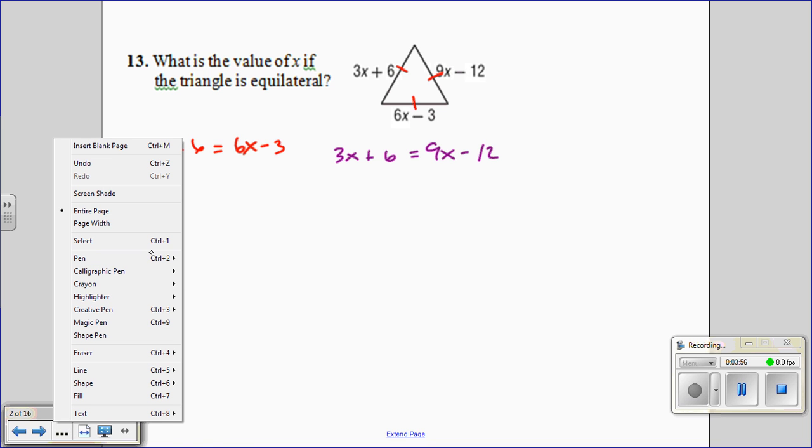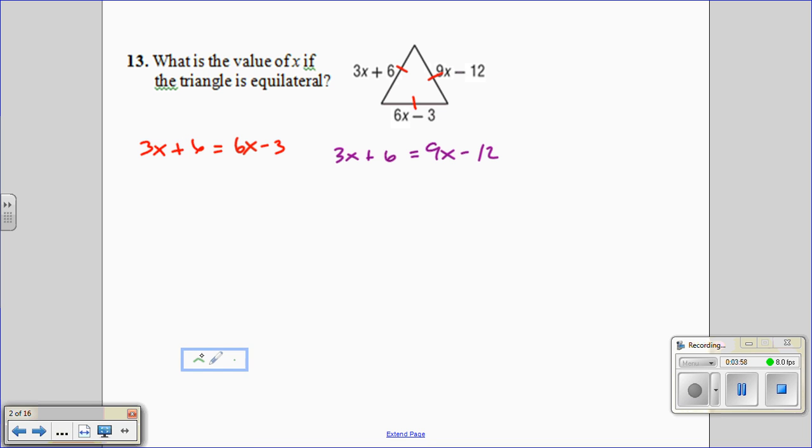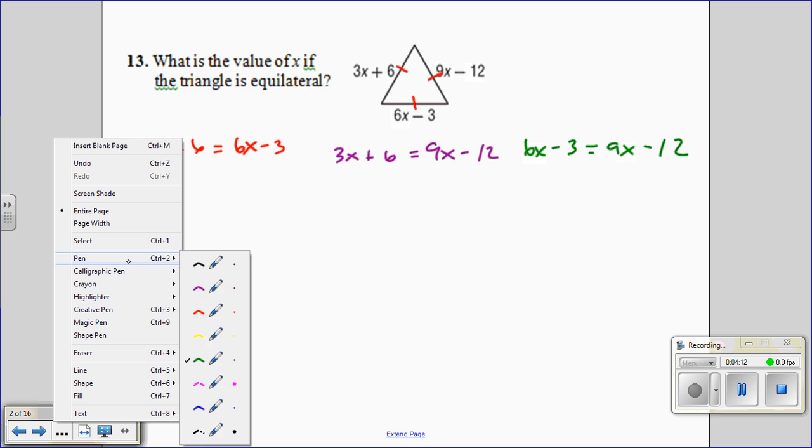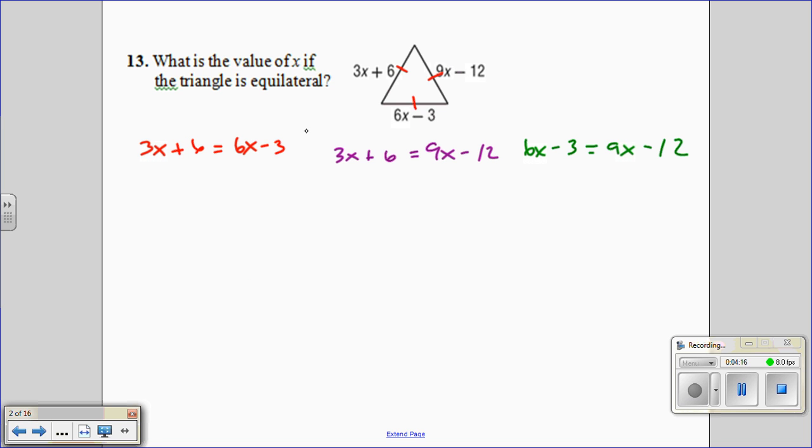Or I could say 6x minus 3 equals 9x minus 12. It really doesn't matter which one you decide to equal to each other. Just only pick 2 and then solve for x in either equation. Again, it doesn't matter. Pick your 2 favorite in this equilateral situation. So let's say I'm going with the red scenario because it has smaller numbers. Makes it easier to do the mathematics.